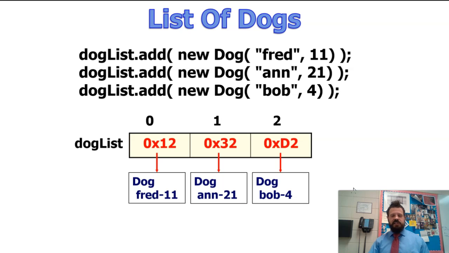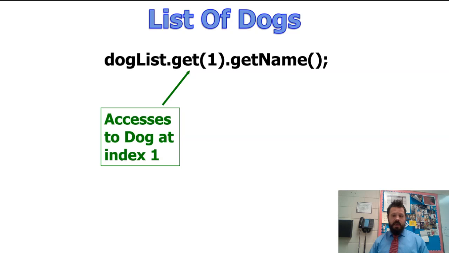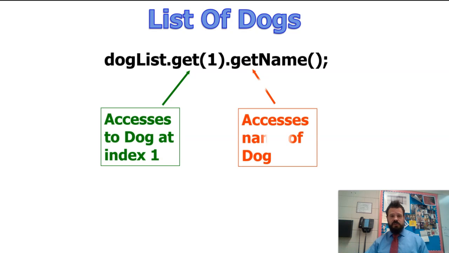Okay, so technically our array list doesn't actually store the object, but stores the addresses to where we can find those objects. And then as far as accessing those objects, let's say we want the dog at index 1. We'll go dogList, the name of the array list, dot get, and pass the index in. That's going to give us access to the object there. And then the one new part today is we're going to go dot again and call another method. So if I go dot getName, that accesses the name of the dog stored in that location.